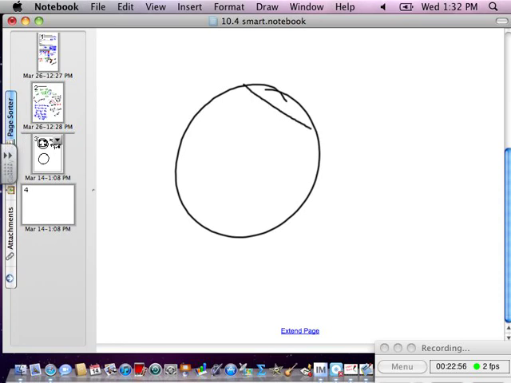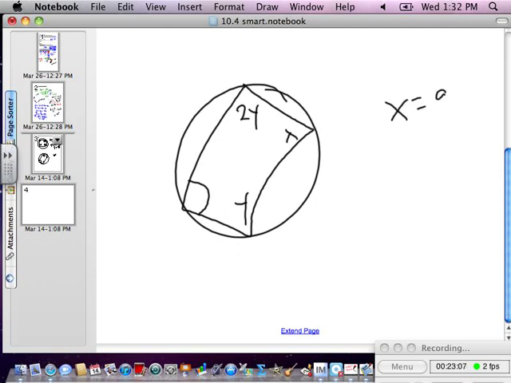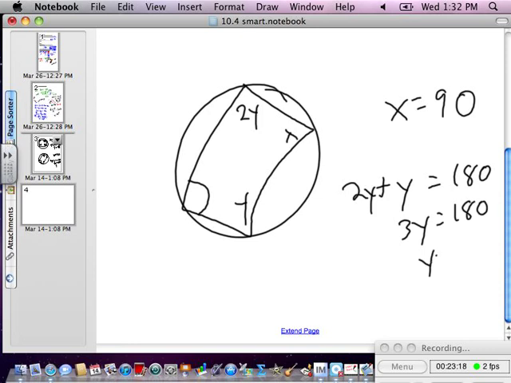So let's do D. What is x for 6 to be? 90. Okay. 2y plus y has to equal 180. So 3y equals 180. So what does y equal? 60.